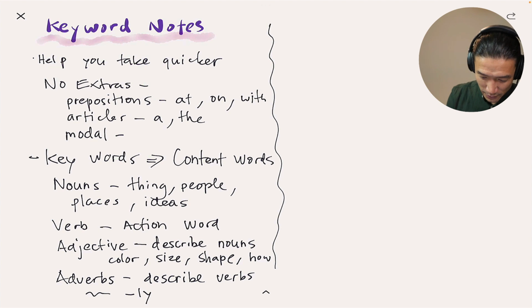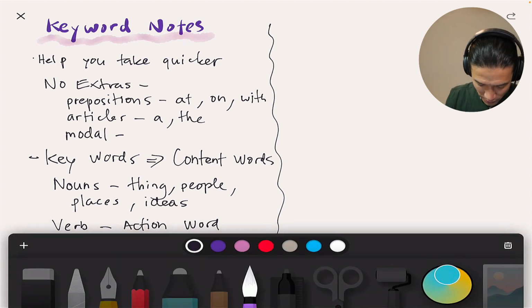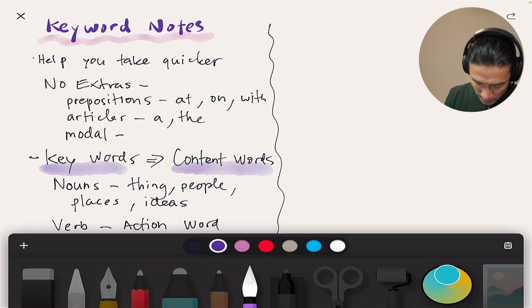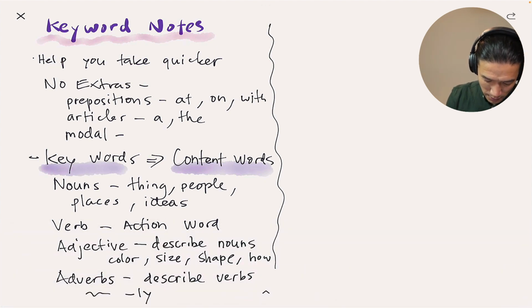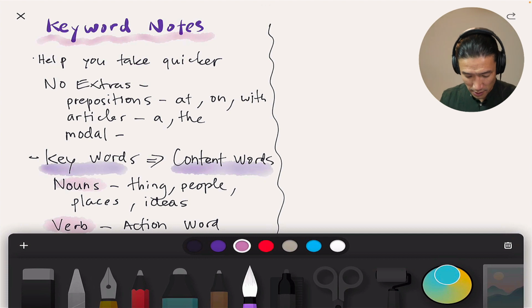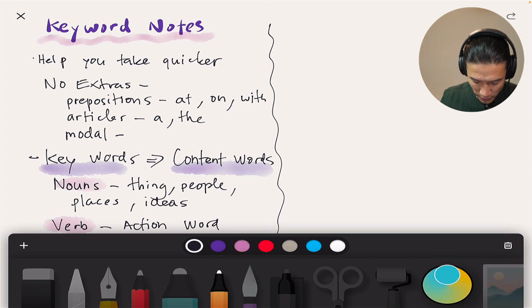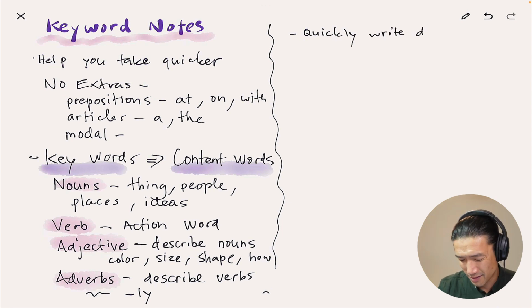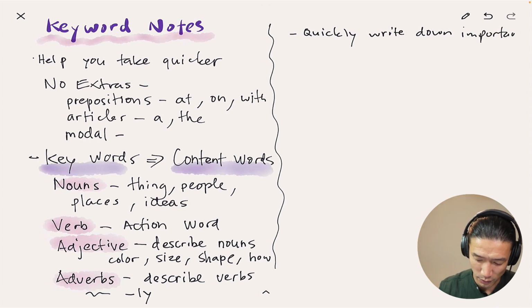All right, so we got our keywords. Let's make sure you remember these. Keywords are our content words that include things like nouns and verbs, adjectives, adverbs. Okay. So when we're listening to things, why do we use this? We use it so that we can quickly write down notes, write down important words, important notes.